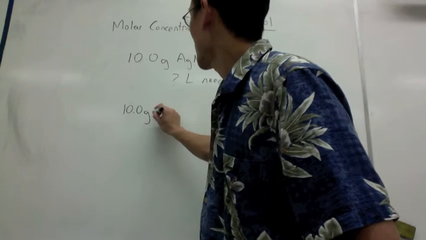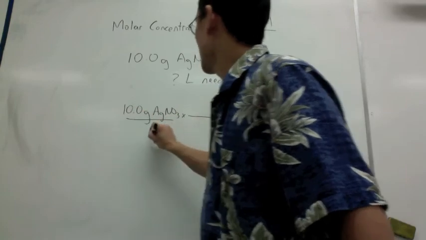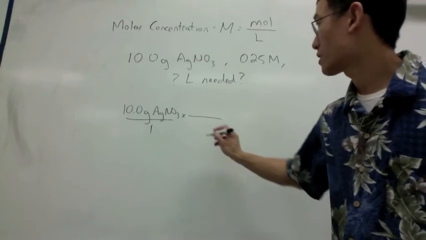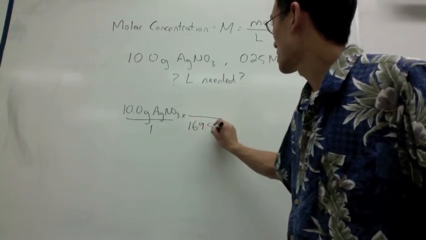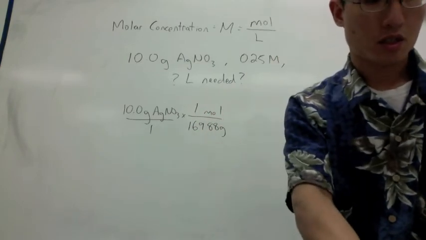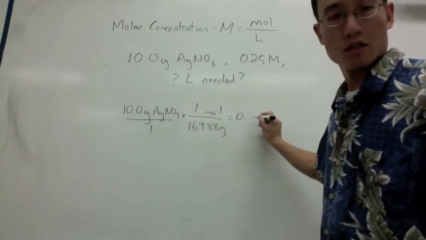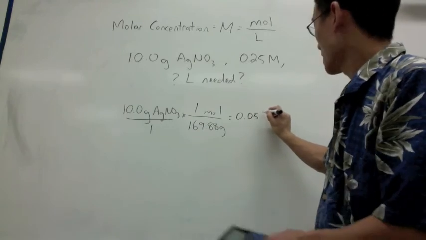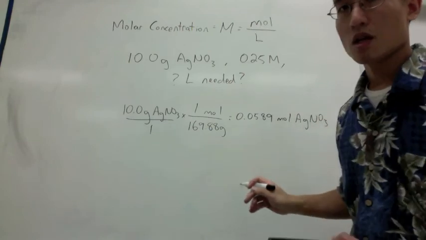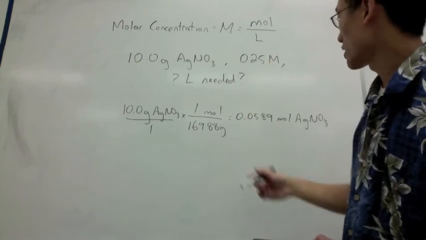So I'm going to go ahead and do that now. 10.0 grams of AgNO3, and this time I'm still going to use the molar mass, which is 169.88, but now I'm going to divide by it. And then you end up with 0.0589 moles. Now I have the moles, and I have the molarity, so I can go ahead and determine the volume needed.